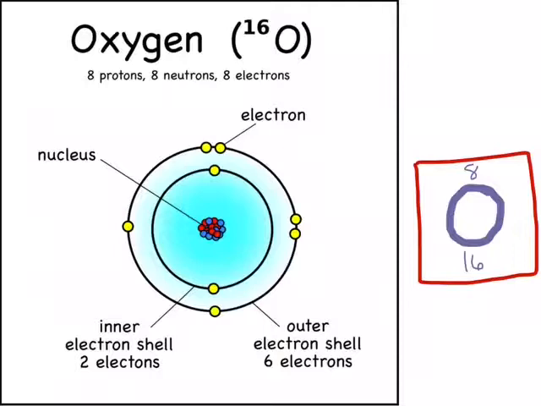Here's just another example with oxygen. Oxygen has an atomic number of 8, so that's the number of protons and electrons. It has an atomic mass of about 16, so that's the number of protons plus neutrons. You can see here there are 8 protons, 8 neutrons, and 8 electrons. It's also important to note that the inner shell can only hold 2 electrons, while the outer shell can hold up to 8. An atom that has an outer shell of 8 electrons is considered to be stable and won't react. Those are the noble gases.